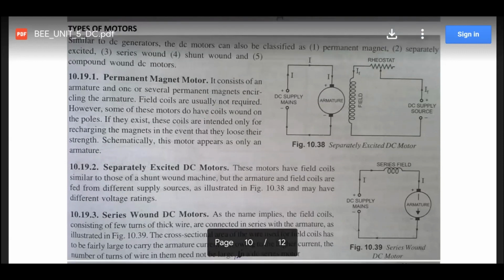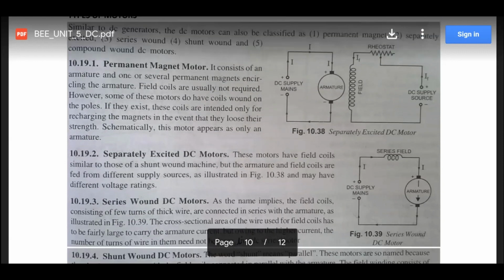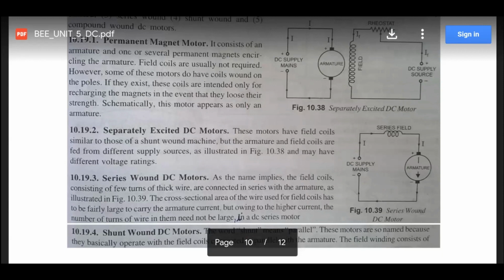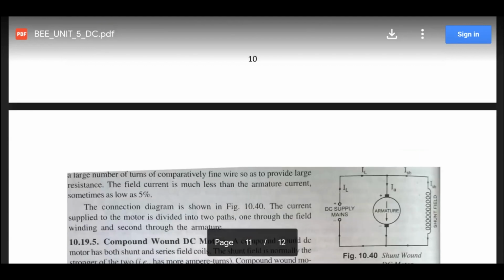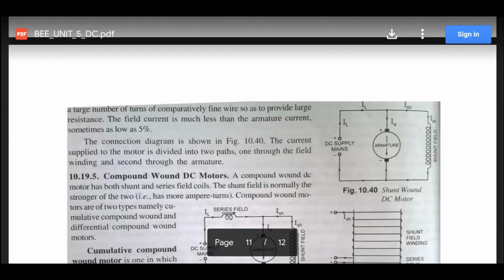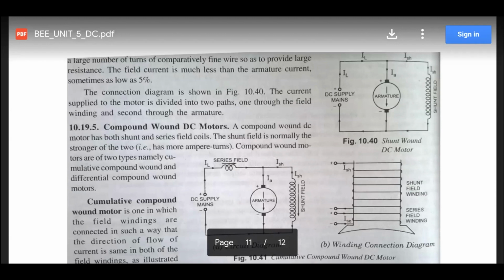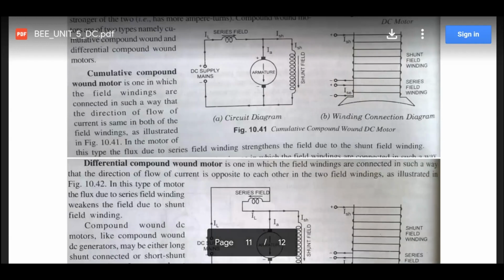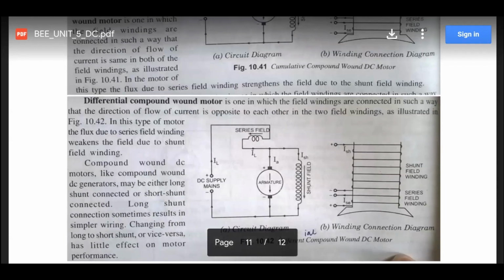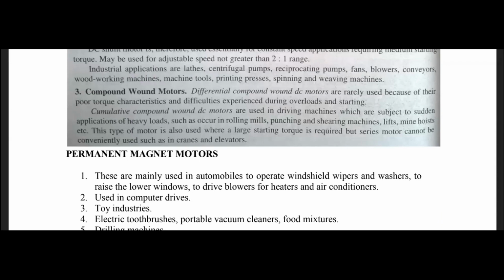The other thing which is different is the applications, which we already explained, but here again I have listed them for your convenience. So these are the applications of the DC motors: DC shunt motor, compound motor, permanent magnet motor. Nothing is to be explained here, it is only to be remembered.